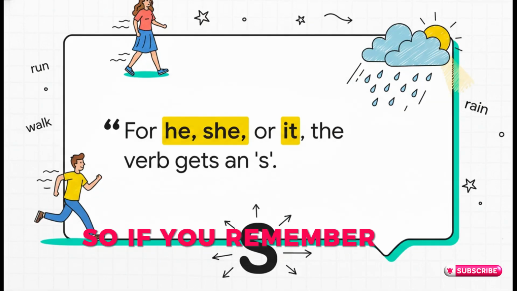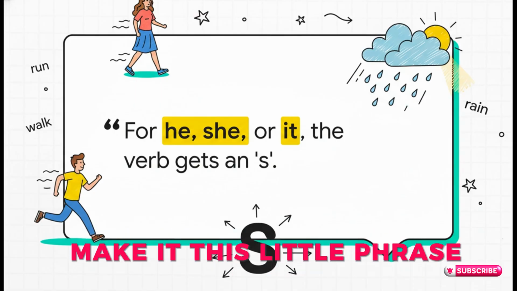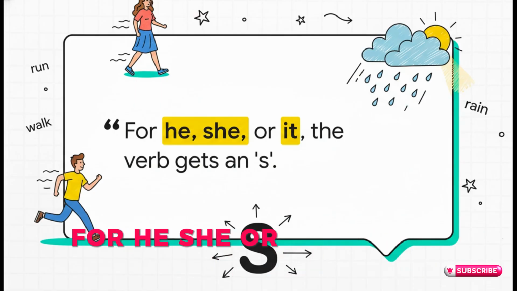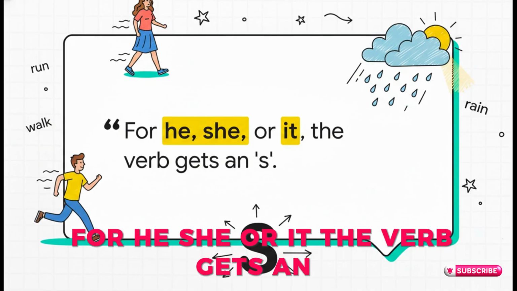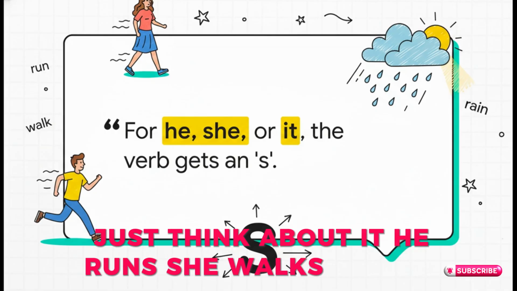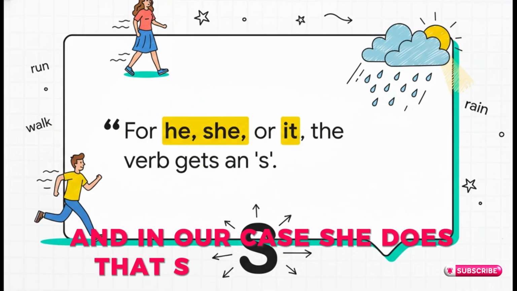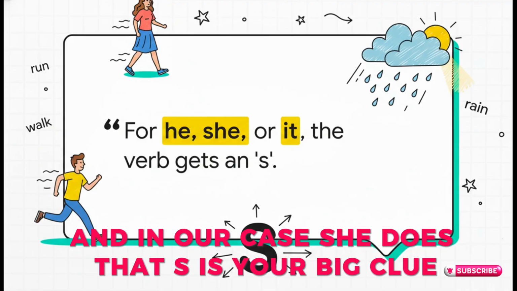So, if you remember one thing from this section, make it this little phrase. For he, she, or it, the verb gets an S. Just think about it. He runs, she walks, it rains, and in our case, she does. That S is your big clue.